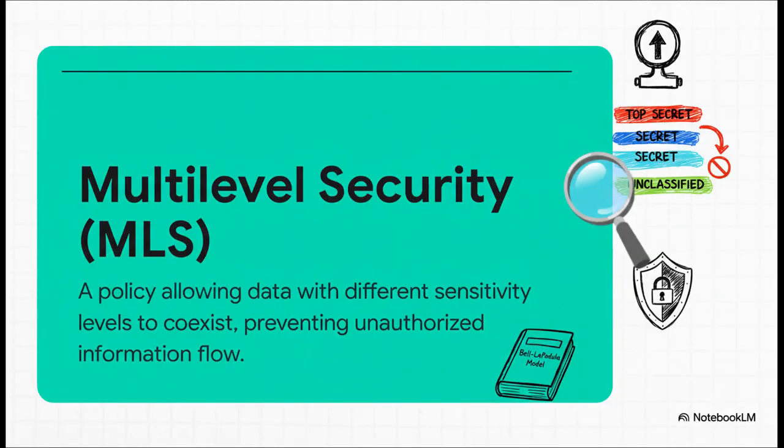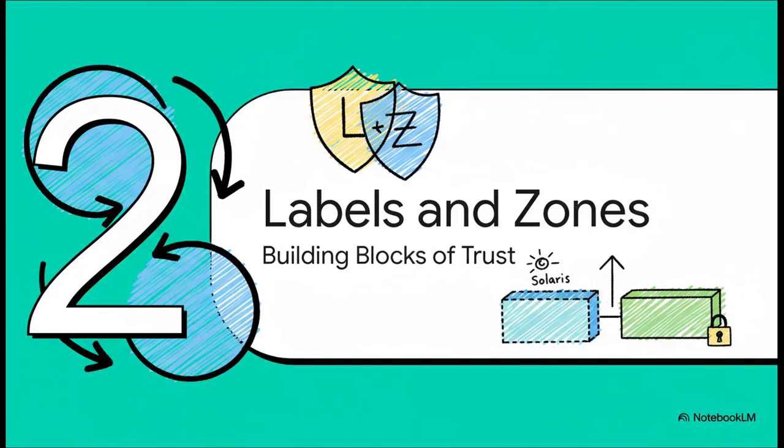The solution is a concept called multi-level security, or MLS. And honestly, the easiest way to think about it is like a one-way valve for information. Data can flow up from less sensitive levels to more sensitive levels, but it can never, ever flow back down. It's a one-way street, period. This principle is the absolute bedrock of high-security systems, and it's at the heart of everything we're about to talk about.